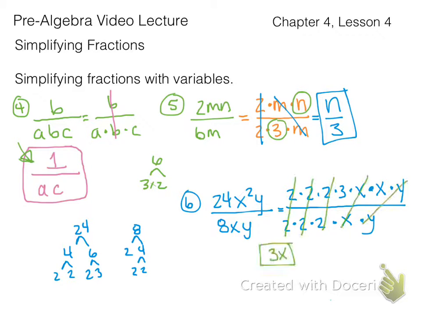I'm going to cancel out the 3 sets of 2's, 1 set of x's, and 1 set of y's, which leaves me just a 3 and an x on the top. Notice how everything in the denominator, everything in the bottom cancels out. And since everything in the bottom cancels out, I just no longer have a fraction. Okay? So that just leaves me with my answer of 3x.